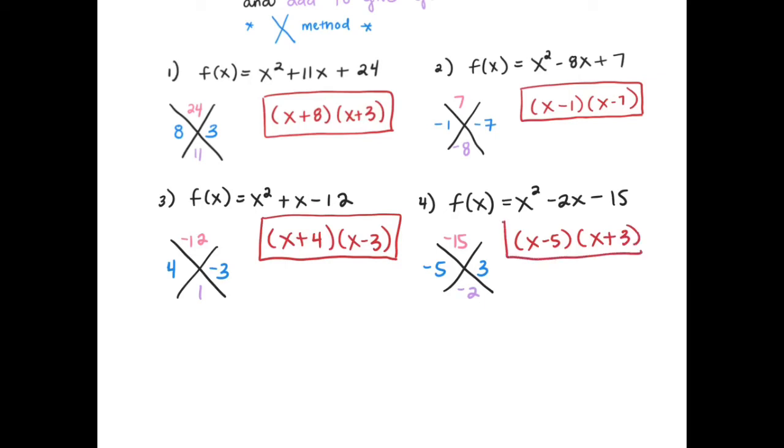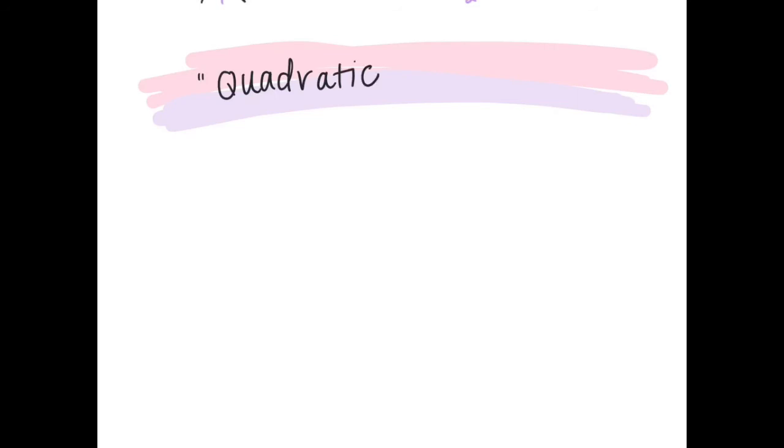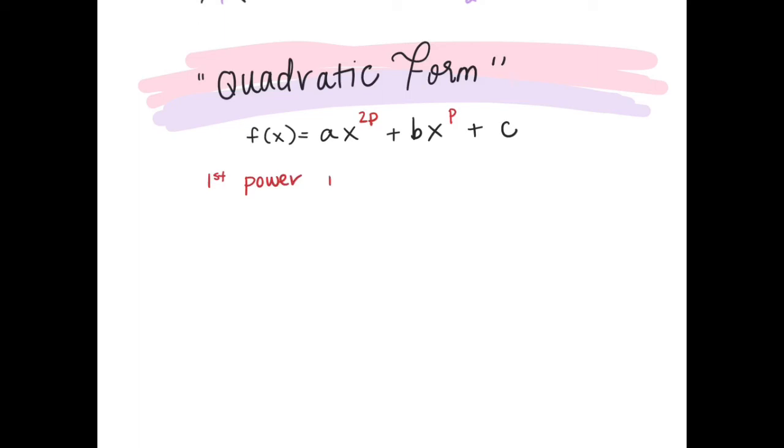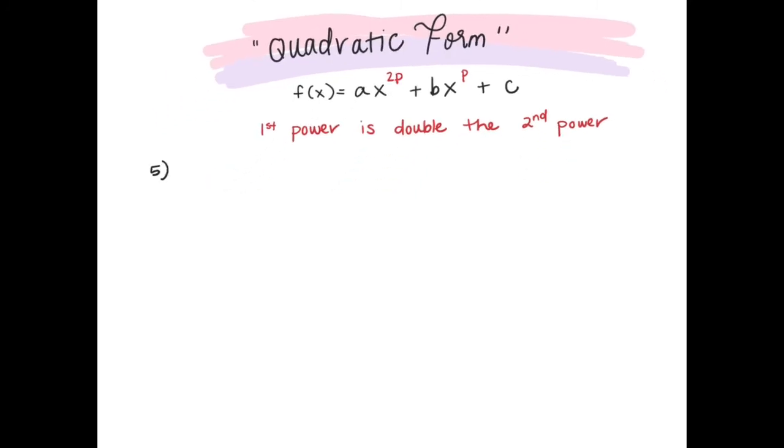Now, once we have this method pretty good, there is something else called quadratic form that we could also use this method for. So let's take a look at what I mean by quadratic form. Quadratic form is going to be when we have a polynomial where we have ax to the 2p power plus bx to the p power plus c. Now that might be confusing. So a way to think about it is that your first power is double the middle power. If that happens, then you can use the same method that we just did. Let's take a look at a couple examples.